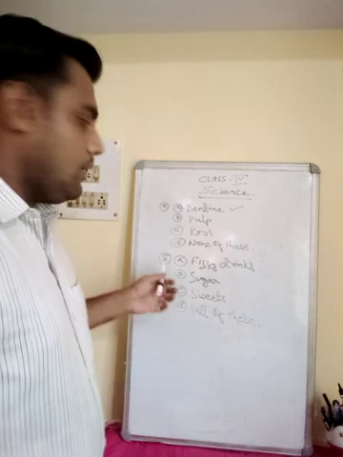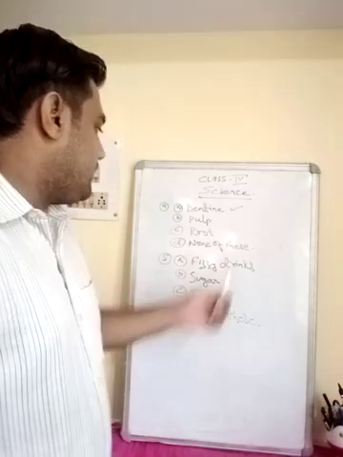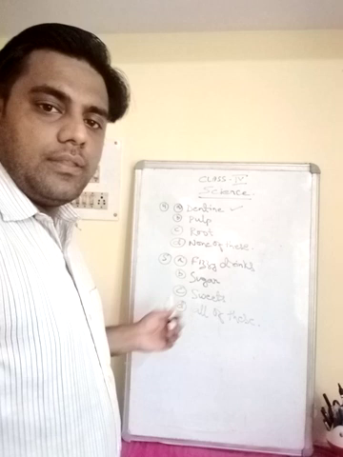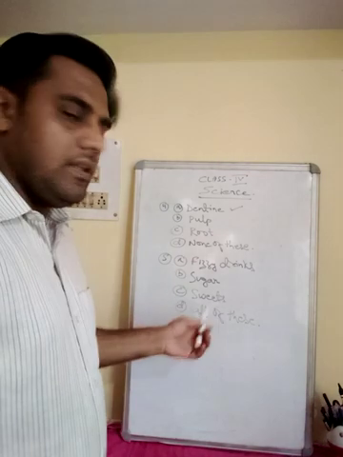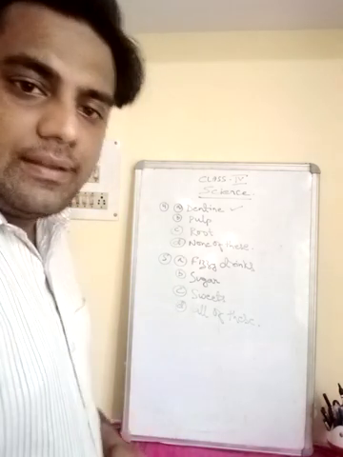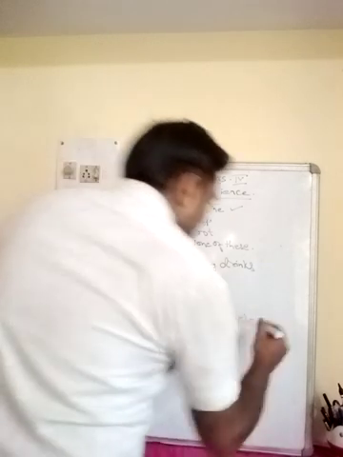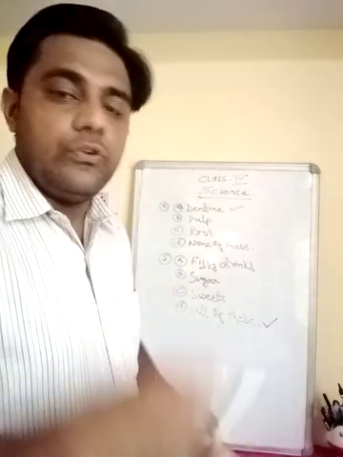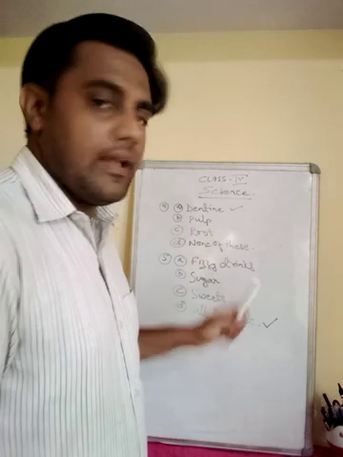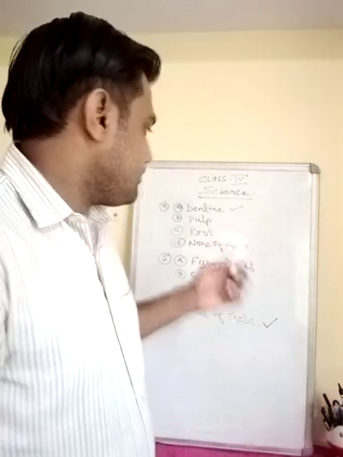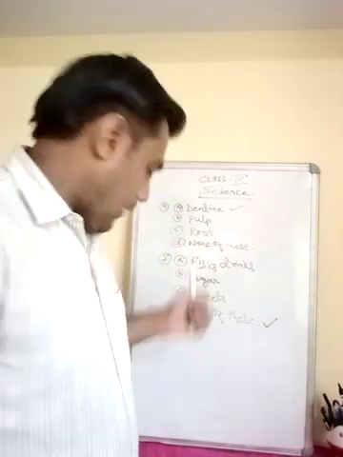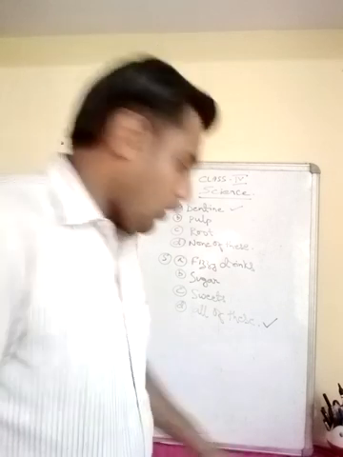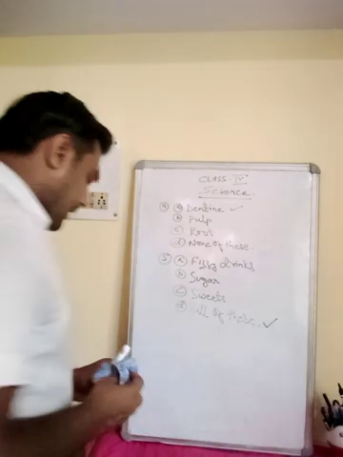So for number 5 you have number A, fizzy drinks, number B, sugar, number C, sweets, and number D, all of these. And your correct option for this one is number D, all of these. If you want to keep your teeth healthy, you need to avoid fizzy drinks, sugar as well as sweets. So this ends our choose the correct option. Let's move on to exercise B.